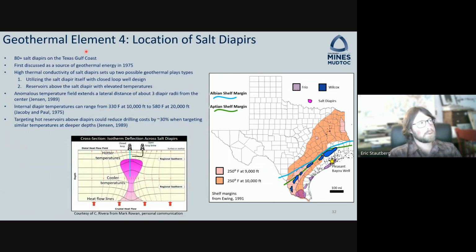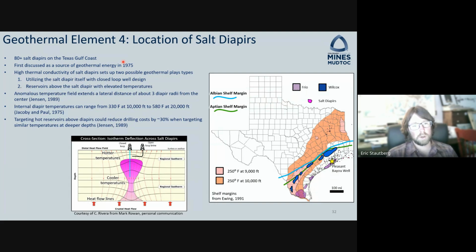Another key geothermal element are the location of salt diapirs. And salt diapirs are very interesting. There's over 80 of them on the Texas Gulf Coast alone. They were first discussed as a source of geothermal energy in the 1970s. And what's interesting about them is they are dominantly composed of halite, and halite has a much higher thermal conductivity as compared to the surrounding siliciclastic and carbonate rocks.